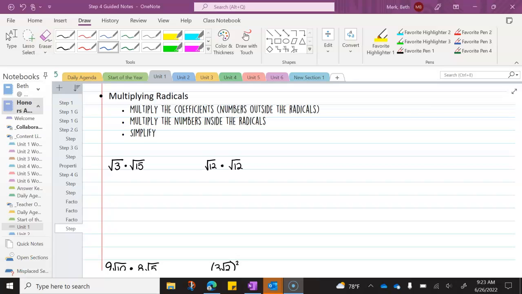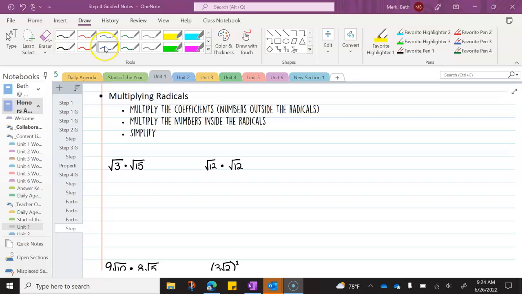The last thing we're going to do in our Unit 1 notes is practice simplifying some radicals, specifically multiplying the radicals. And I've listed out a few steps here on what you should do. You should multiply the coefficients first, the numbers outside the radicals, then multiply the numbers inside the radicals, and simplify if possible. So let's do that.